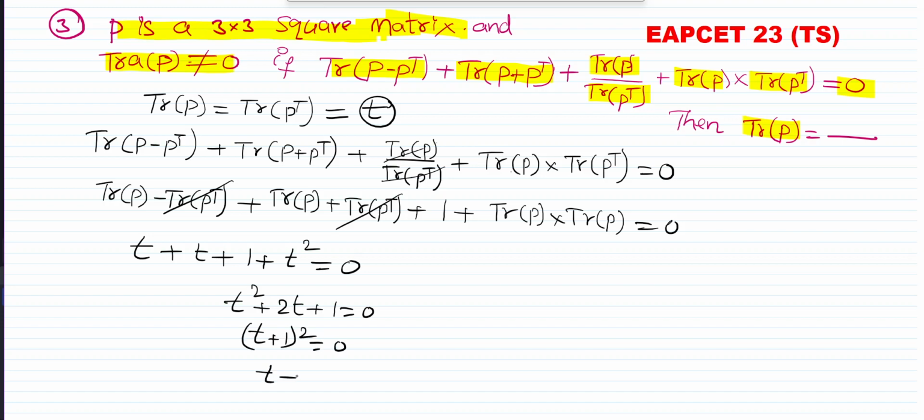From this, T plus 1 is equal to 0. For this, T is equal to minus 1. T is trace of P, so trace P is equal to minus 1. This is the final answer.